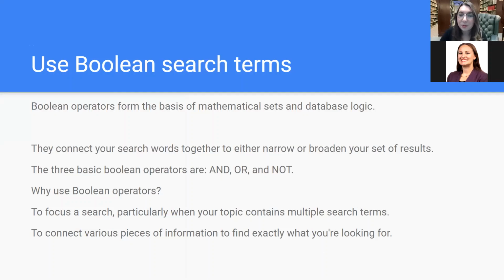Another research tip is to use Boolean search terms. This is something that we may have reviewed a long time ago, but we often forget to use it in our legal research, and it comes in handy a lot. The three Boolean operators are and, or, not. And why would we use these? They're helpful to focus a search, particularly when a topic contains multiple search terms, which is very common in legal research. We have multiple search terms, and we connect various pieces of information to find exactly what we're looking for.